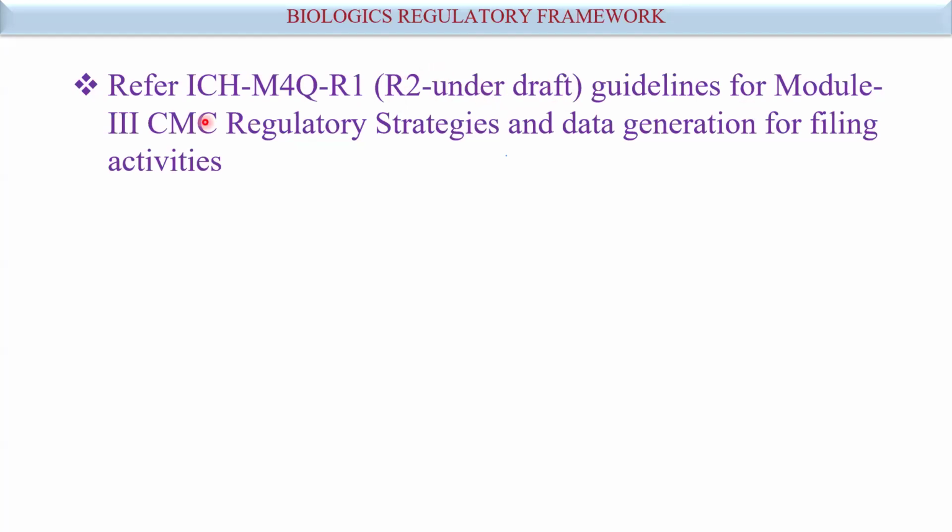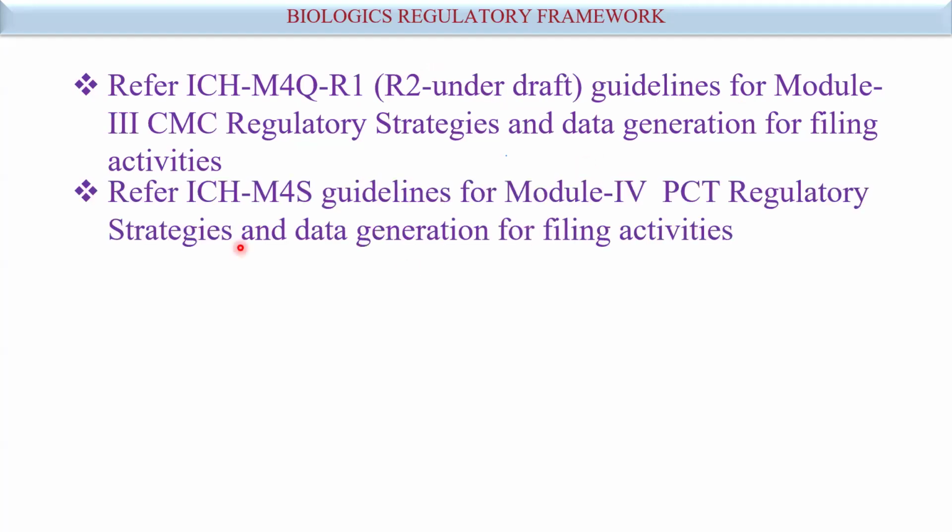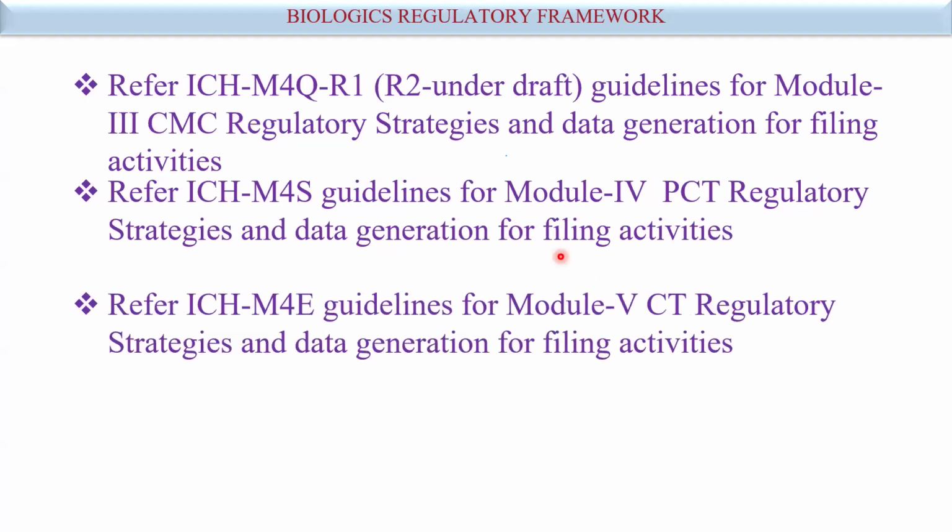And the guidelines for the Module 3 CMC regulatory strategies: here we'll refer to this guideline, understand what the requirement is, and why you have to discuss particular CMC sections. The second guideline we'll talk about is the safety guidelines, the currently running ones, for PCT regulatory strategies and data generation for the filing activities, for biologics versus biosimilars. And refer to the M4E guidelines for Module 5, for the clinical trials, regulatory strategies, and data generation for the filing activities. So these two guidelines are a reference and for the overview.